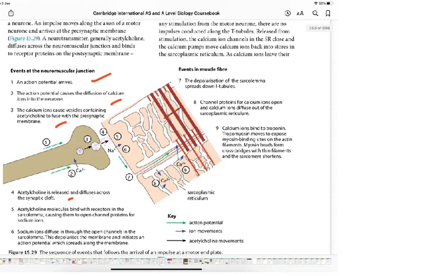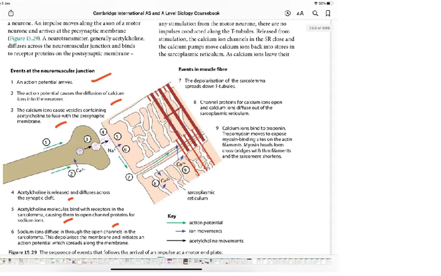Number 5, acetylcholine binds with receptors in the sarcolemma. Sarcolemma, please remember, is the cell membrane of the muscle, causing them to open channel proteins for sodium ions. Sodium ions diffuse in through the open channels in the sarcolemma. Please remember the muscle cell membrane is called sarcolemma. This depolarizes the membrane and initiates an action potential which spreads along the membrane.